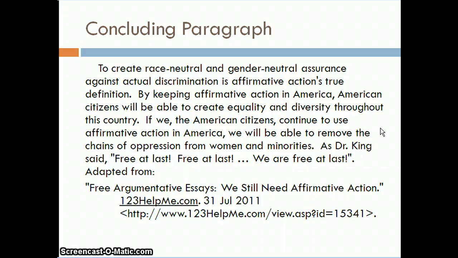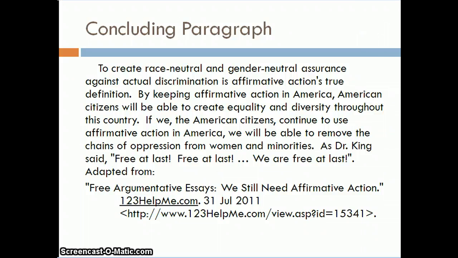To create race-neutral and gender-neutral assurance against actual discrimination is affirmative action's true definition. By keeping affirmative action in America, American citizens will be able to create equality and diversity throughout this country. If we, the American citizens, continue to use affirmative action in America, we will be able to remove the chains of oppression from women and minorities. As Dr. King said, free at last, free at last. We are free at last.